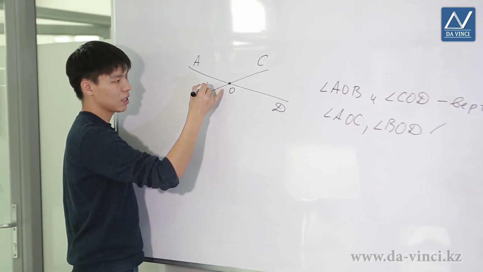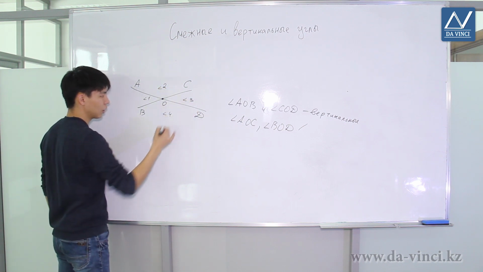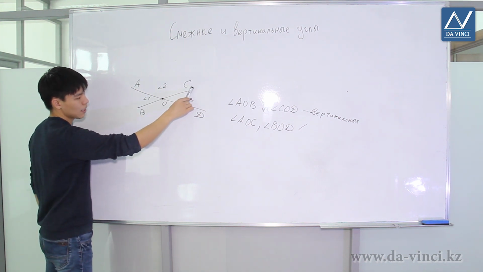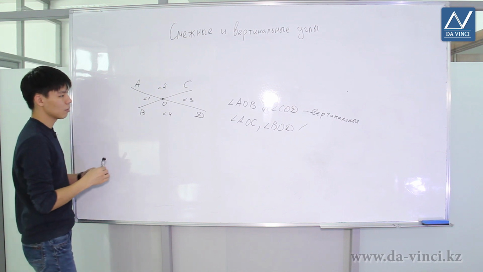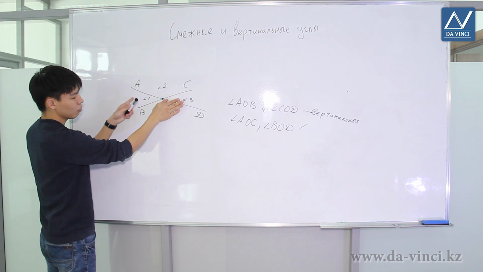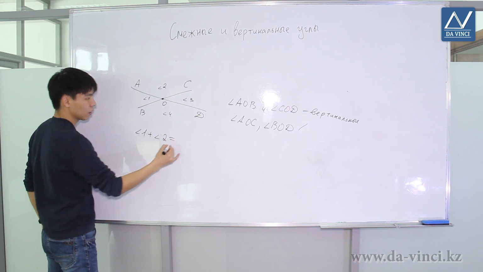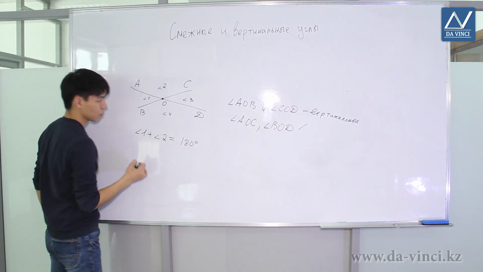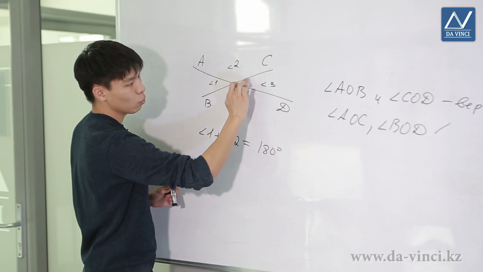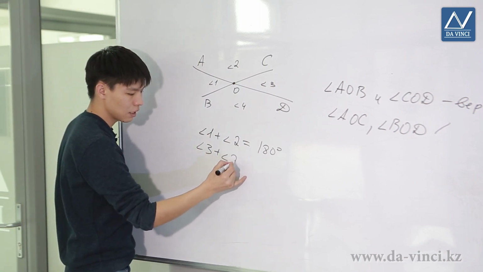Let's prove it. Let's call this angle 1 for convenience. This is angle 2, angle 3, and angle 4. Now let's consider this angle, BOC. It is straight. If we mentally close it with our hand, then we just get a straight angle, but angle 1 and angle 2 will be adjacent. So their sum, that is, angle 1 plus angle 2, will be equal to 180 degrees. If we look this way, then angle 2 and angle 3 will also be adjacent. So their sum will also be equal to 180 degrees.